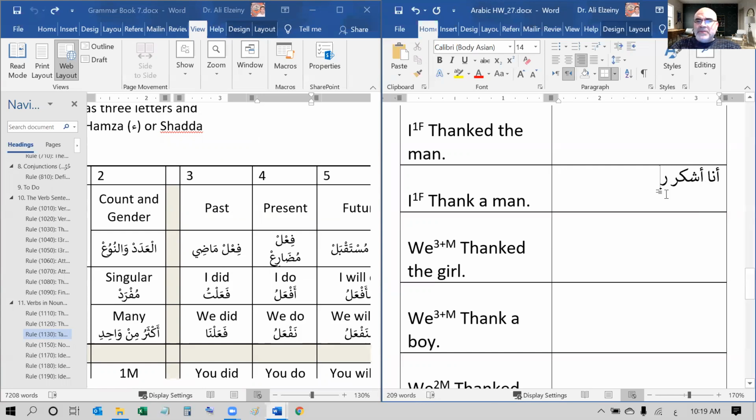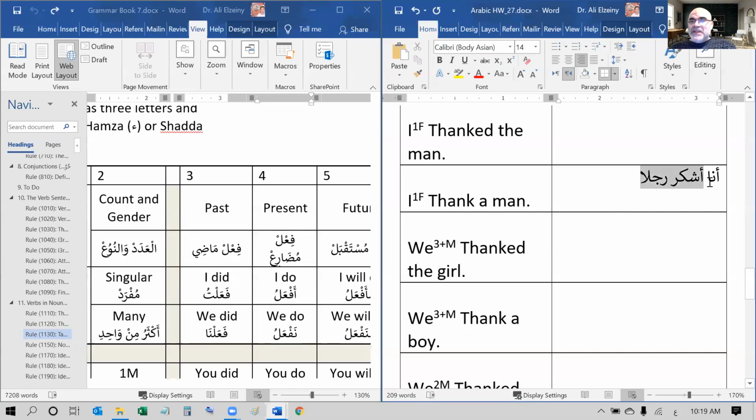A man is رجل because it's an object that's mansoob. Mansoob is fatha, but because we don't have alif lam, it becomes tanween fatha. Tanween fatha, we add the alif and then we put the tanween.